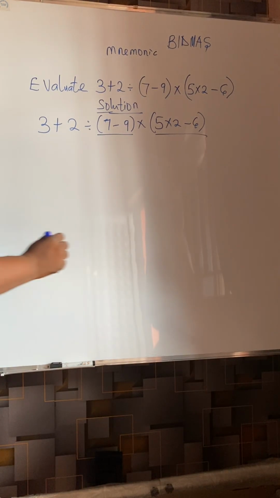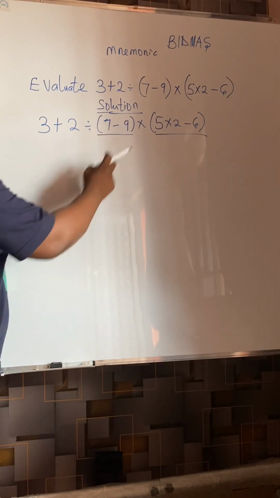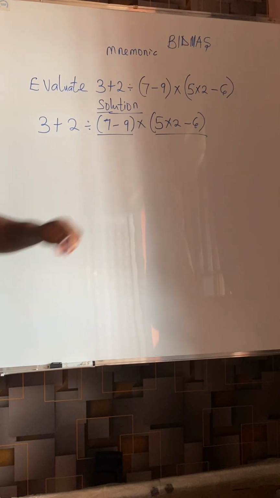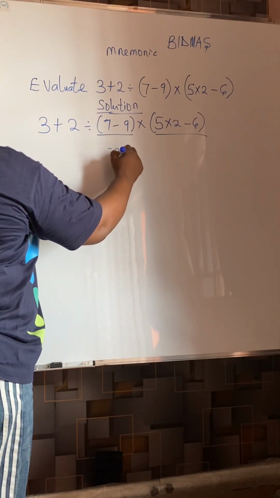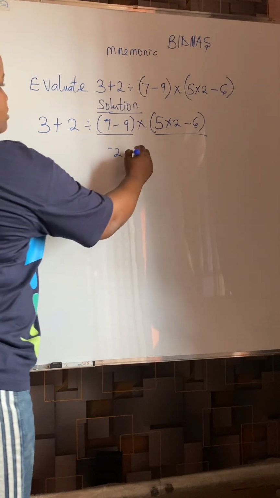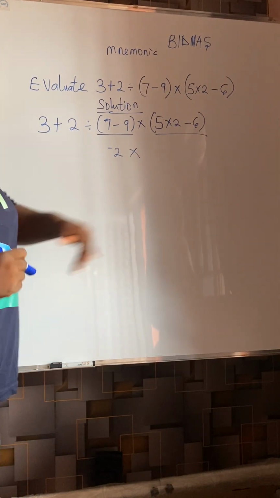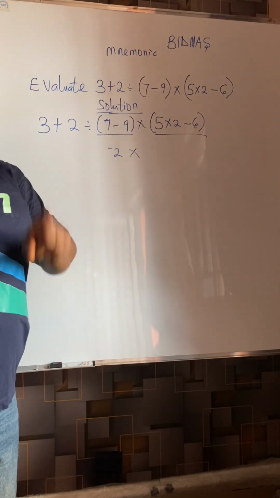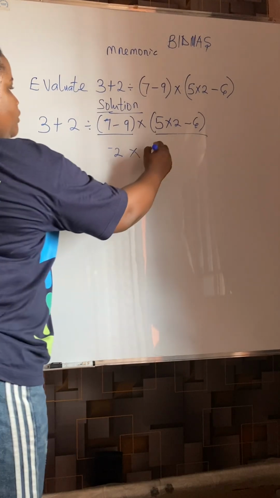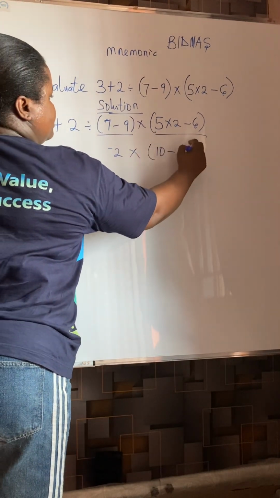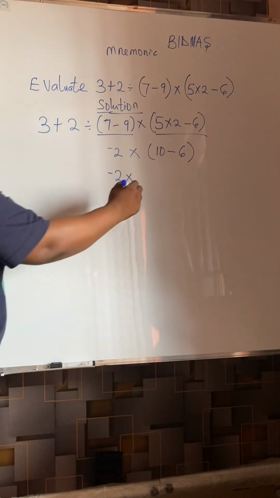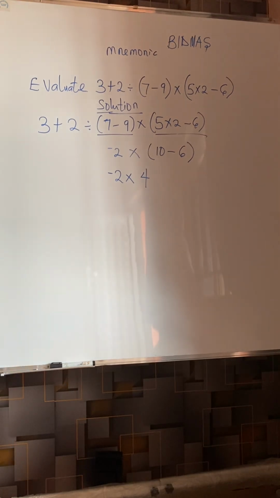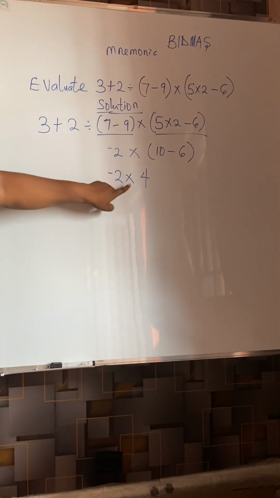Just stay with me. So this is 7 minus 9, I beg your pardon. And this 7 minus 9 is minus 2. So this is minus 2 here. This is minus 2 times, this is 5 times 2, which is 10. And so, I'll still work with this. 10 minus 6, so that this is minus 2 times 10 minus 6 is 4. Remember, I have minus 2 times 4.